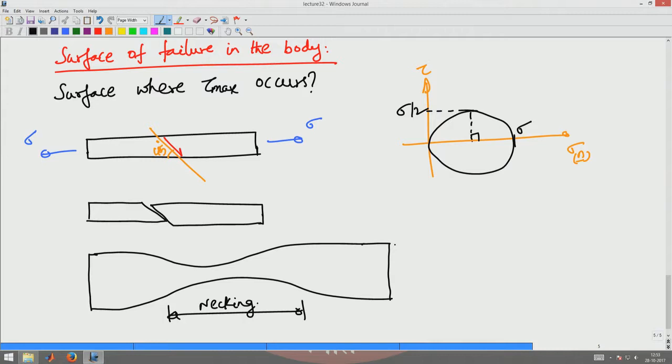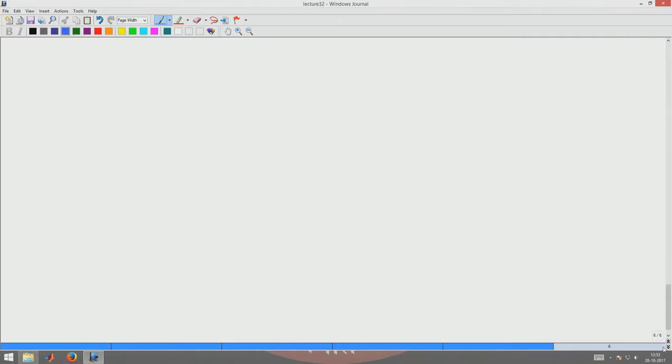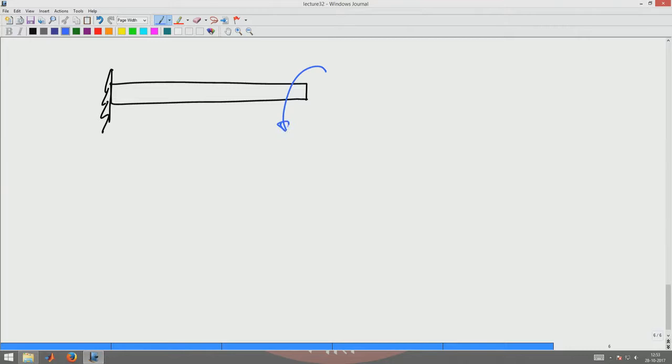Now, let us look at another case wherein I subject this bar to a torsional moment. I fix this end, and subject the bar to a torsional moment T. Now, when I subject this to a torsional moment, the maximum shear stress occurs in the plane of the problem.